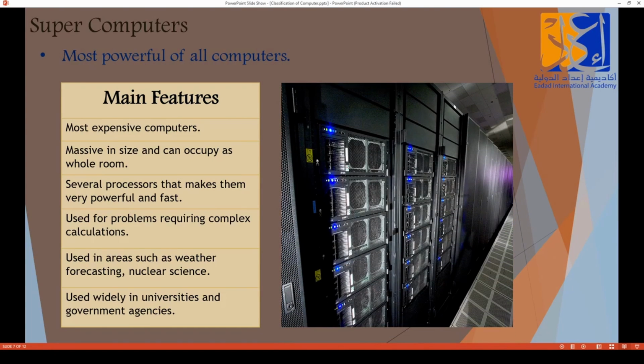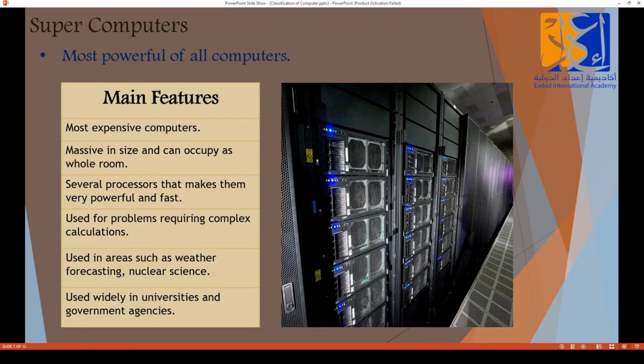You can see the picture of it. It needs a whole room to be kept. Several processors make them very powerful and fast. There are some processors in it that make it very fast and very powerful. It is used for problems requiring complex calculations. It's used in areas such as weather forecasting and nuclear science, used widely in universities and government agencies.